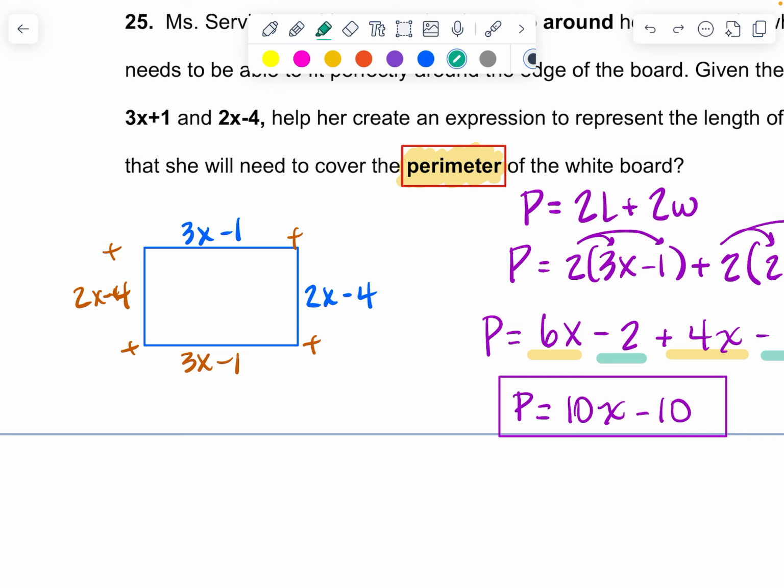Right, so if you'd rather just add up the like terms all the way around your rectangle, it's the exact same thing as using the formula, right? So either way is totally fine with me as long as you can get that expression, okay? Sorry, I'm going to fix that 10. It's really sloppy there.